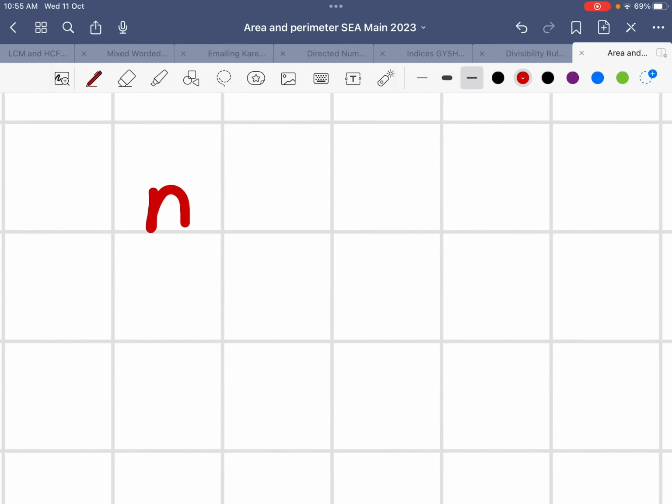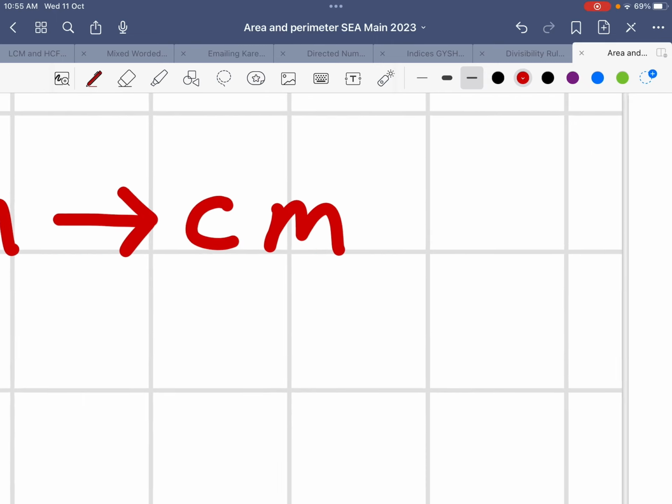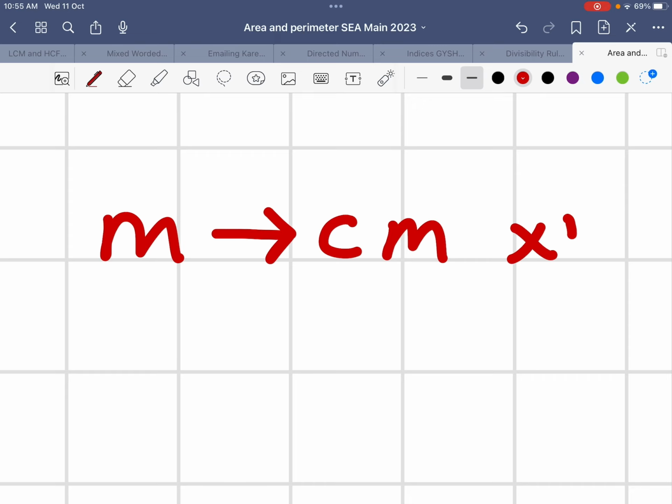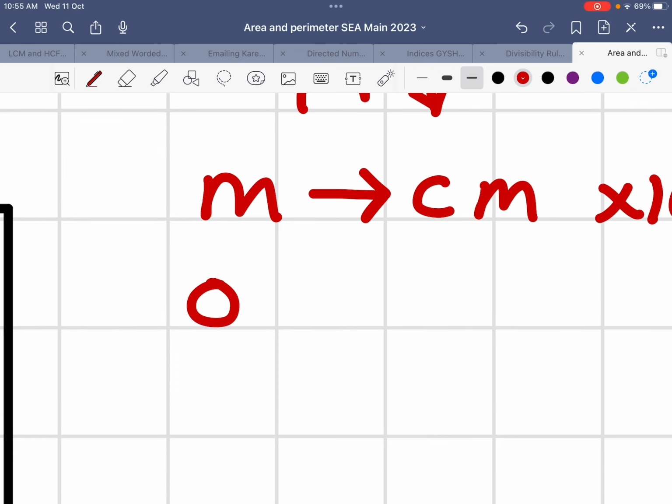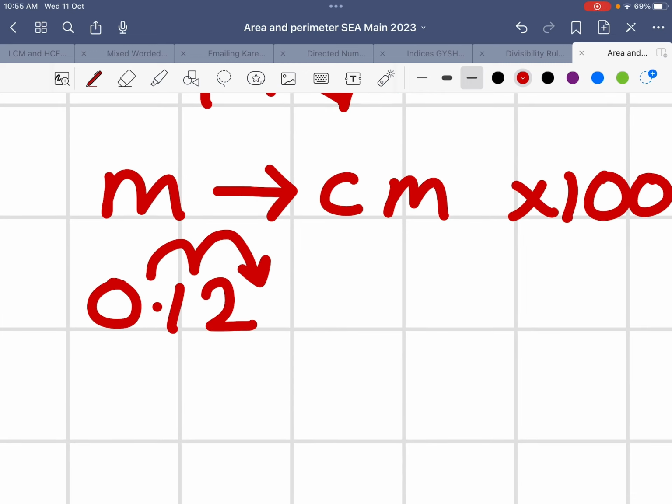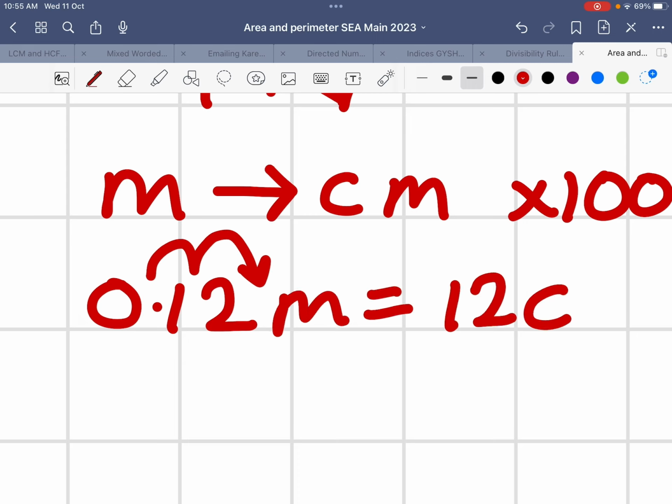Let me just remind you, meters to centimeters, we multiply by 100, which means to shift the decimal point 2 places to the right. So in the case of 0.12, we will shift the decimal point 2 places to the right. So 0.12 meters is equal to 12 centimeters.